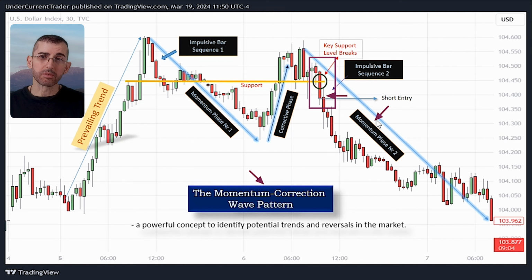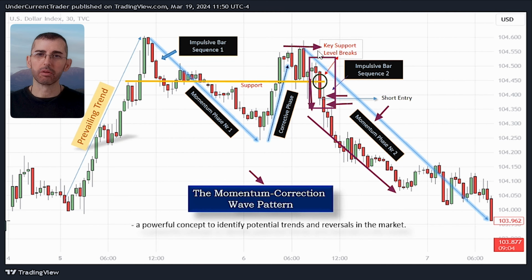Why? Well, because notice how the support level linking the MC wave pattern experiences a decisive breakdown with a supply bar closing well below it. This breach and close indicate, in my view, a bearish trend continuation, presenting an opportunity to enter a short position. Obviously, the stop loss should be placed above the swing high here.